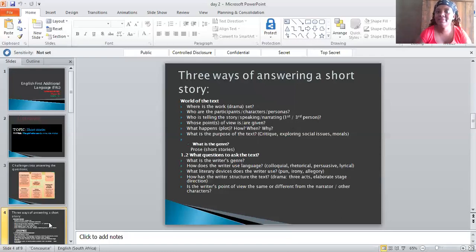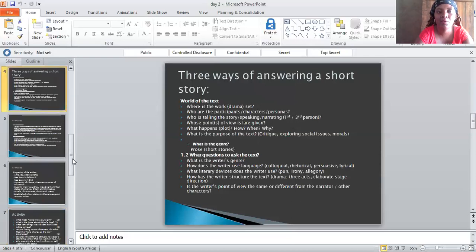What literary devices does the writer use? Irony, allegory, punctuation, all those things. How has the writer structured the text? Elaborate on the stage directions. How does the writer structure the text? Is the writer's point of view the same, or is it different from that of a narrator? Or are their characters different? These are some of the things that you should focus on before answering a short story.